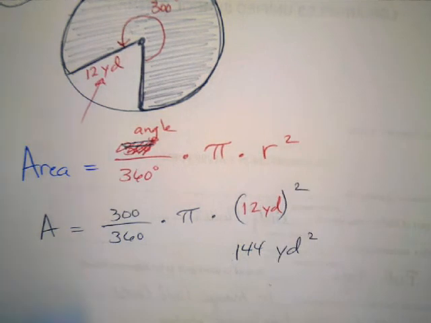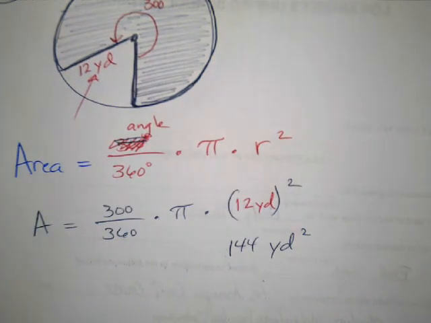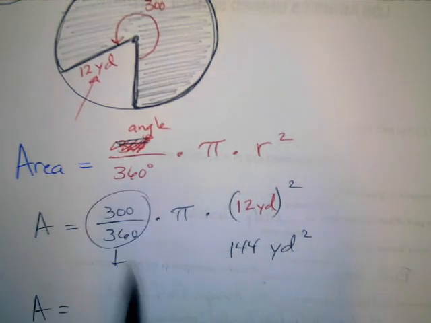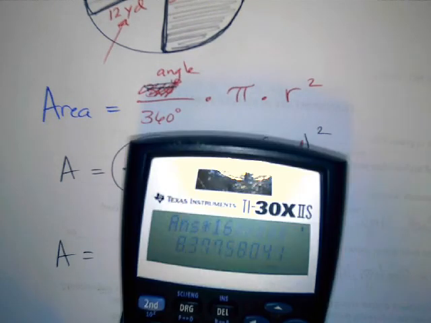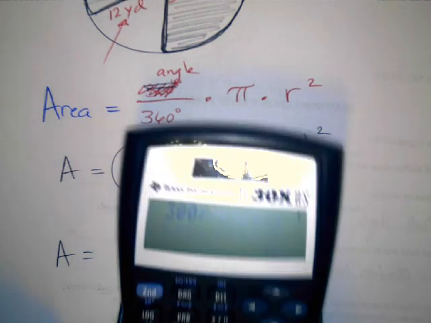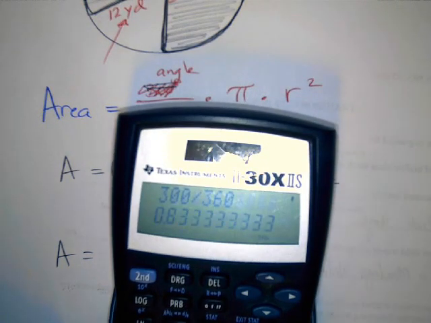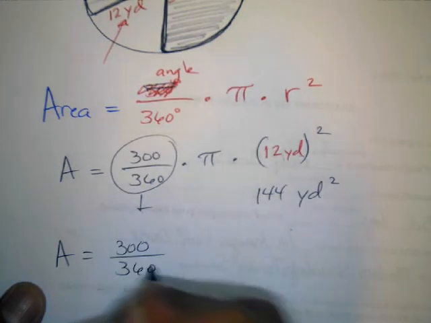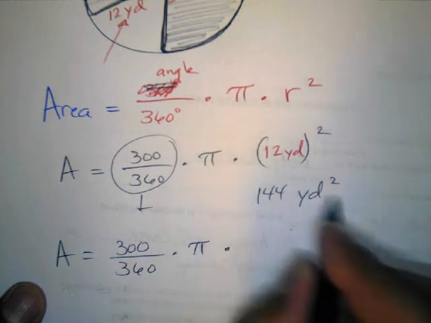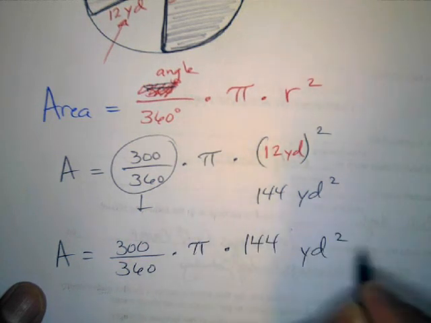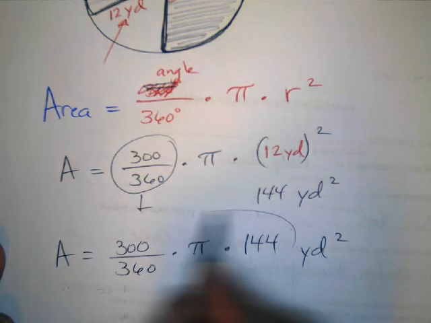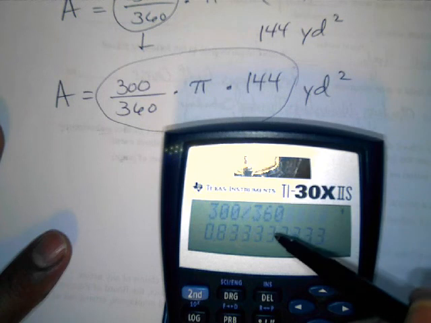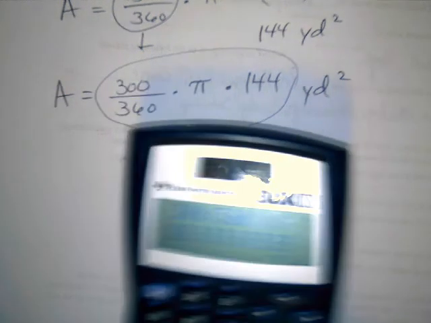What happens when you square 12 and then you square the units yards? You're going to get 12 times 12. That's 144 square yards. Okay, so that's going to be area is equal to, what is this number? This number is 300 divided by 360. Oh, I got one of these repeating numbers. I'm going to have to just do it all in one shot. Times pi times the 144, and the units are square yards. Just do all of this in the calculator. You can do it all in one shot.